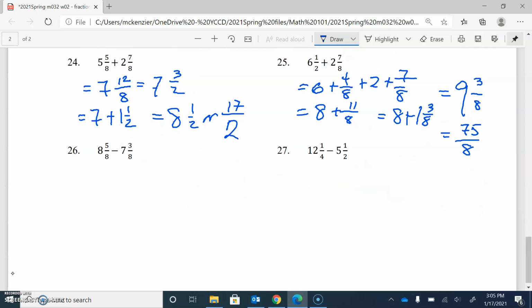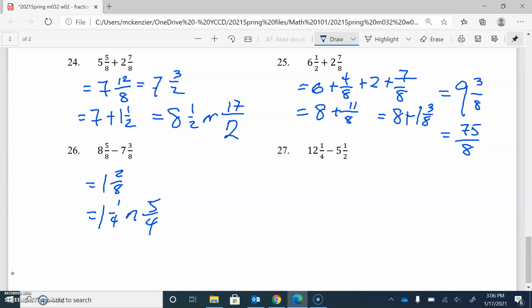Okay, lastly with the subtraction. First 8 minus 7 is going to be 1, and 5/8 minus 3/8 gives you 2/8. But then that reduces, and we get 1 1/4, or 5/4 if you want.